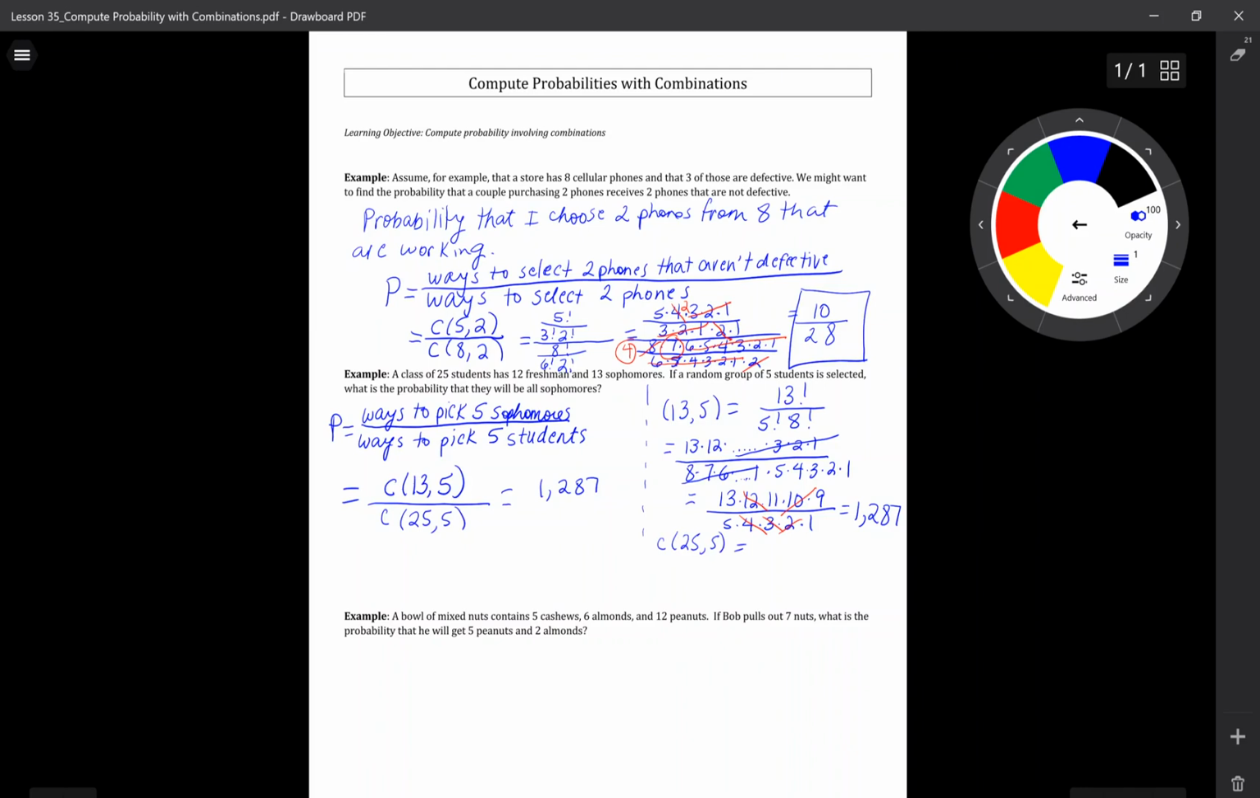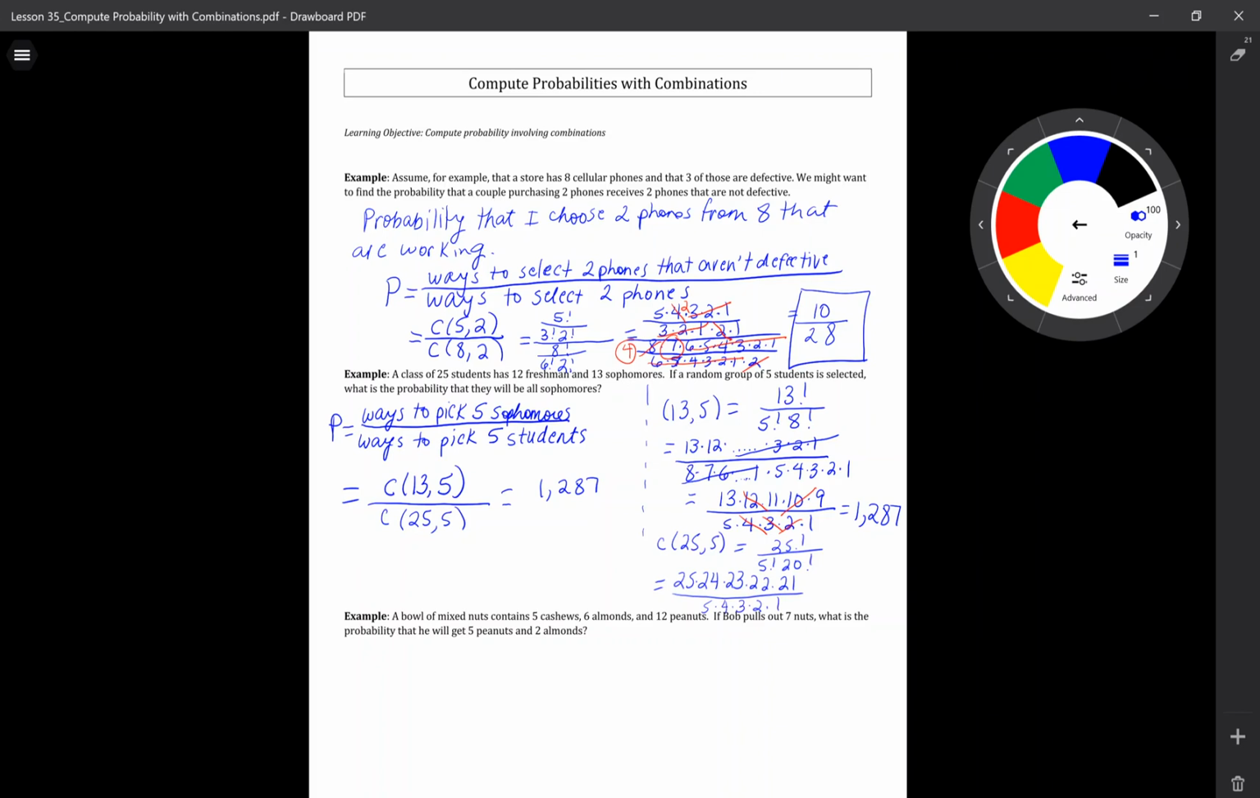It is equal to 25 factorial over 5 factorial, 20 factorial. So I imagine that if I were to cancel out the 20 factorial with the 25 factorial, then I would be left with 25 times 24 times 23 times 22 times 21 on top. And then on the bottom, since I canceled out that 20 factorial, I'd be left with 5 times 4 times 3 times 2 times 1.